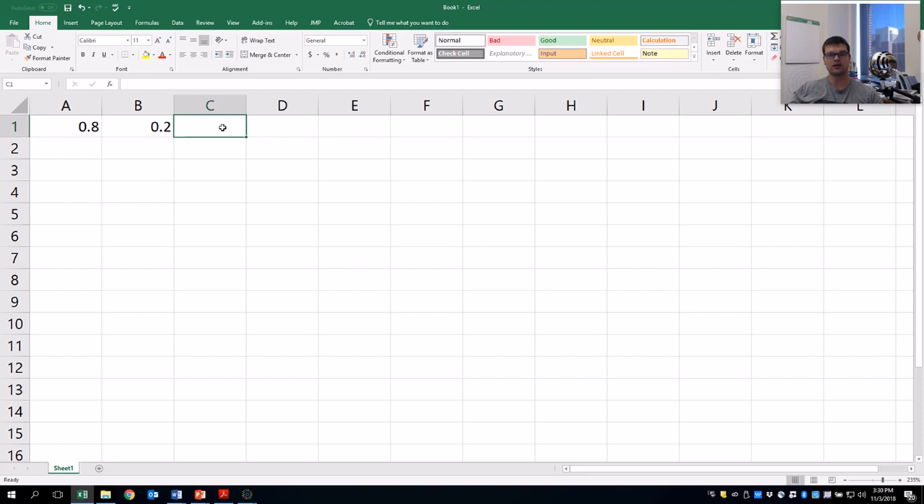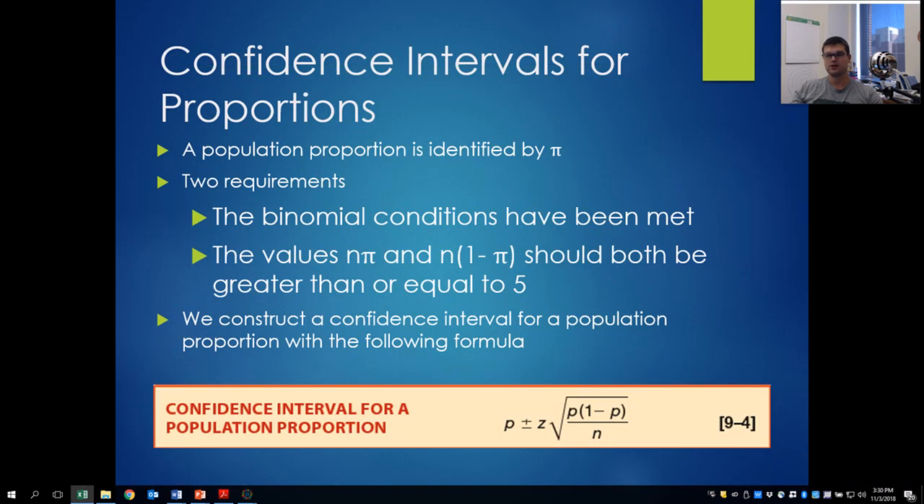The way that we can calculate the number of observations required is n equals 5 divided by the smaller of the two numbers. So the minimum number of observations that we need in order to be able to calculate this is 25. However, the greater the number of observations, the better job we'll do at calculating this. So we need a minimum of 25 observations, and we construct a confidence interval for a population proportion with the following formula.